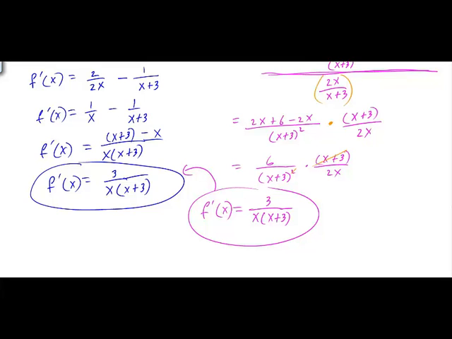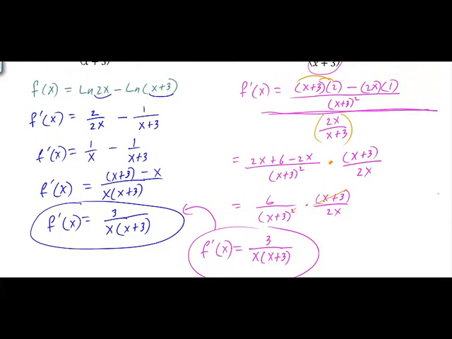And I guess depending on whether you like to use the quotient rule or not, but I think you'll find that simplifying this with your logarithmic properties here is going to make the derivative a lot easier to calculate.